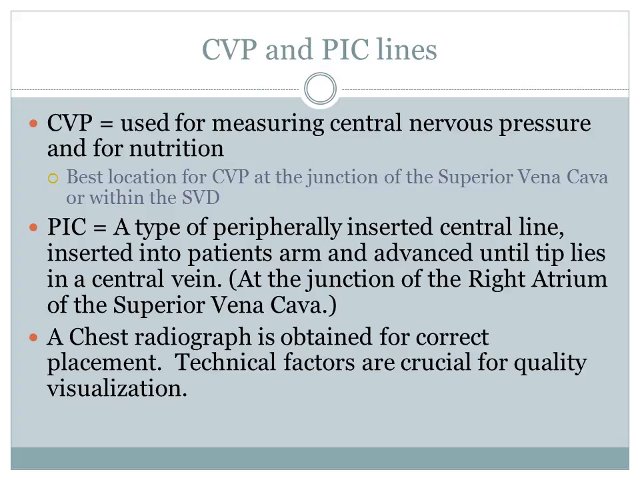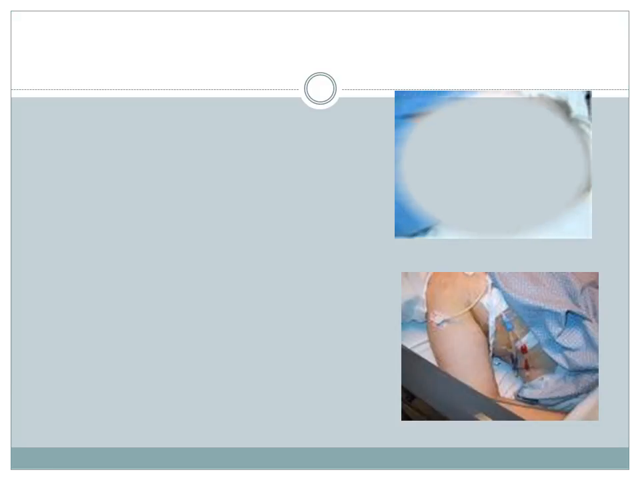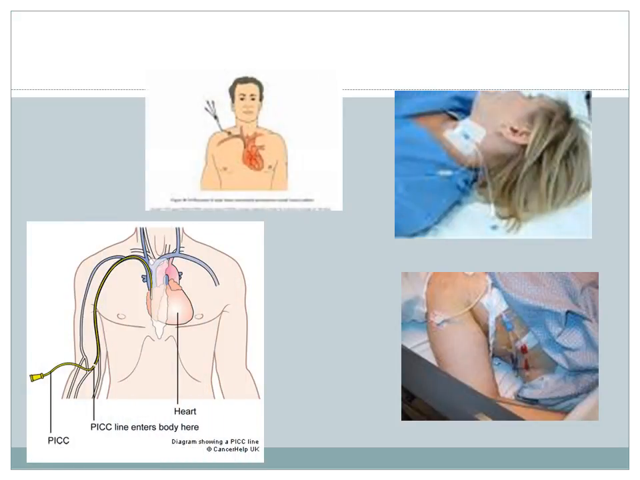PICC, a peripherally inserted central catheter, is inserted into the patient's arm and advanced until the tip lies in a central vein at the junction of the right atrium and the superior vena cava. So again, it's important to know the difference between CVP and PICC lines and where they lie. A chest radiograph is obtained for correct placement. Technical factors are crucial for quality visualization. These are showing you some examples of both the CVP and the PICC lines.